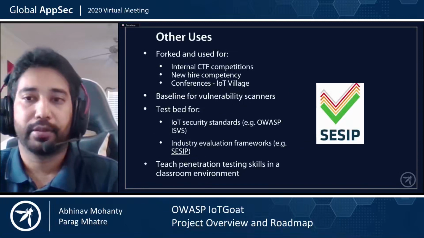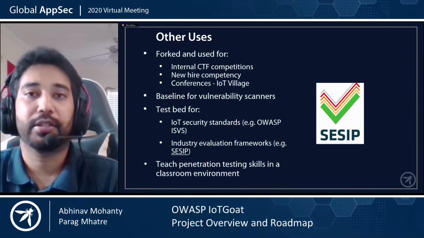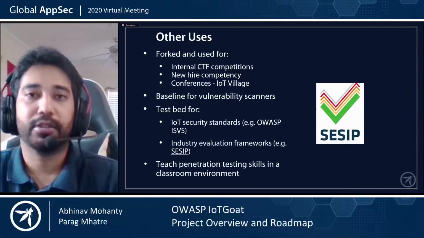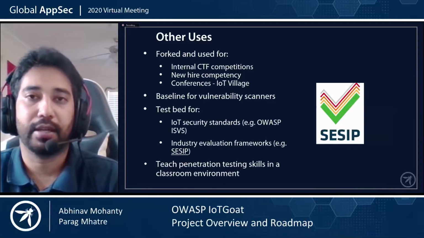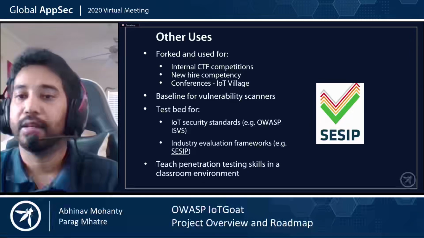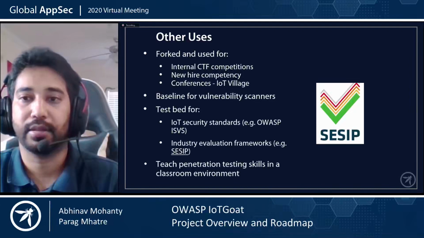The IoTGoat repository already has numerous forks and is being used in CTF competitions to test the competency of new hires and to educate them. It is also used in popular security conferences like IoT Village. IoTGoat can also be used to validate the efficiency of vulnerability scanners, and it can also serve as a test bed for security standards such as the OWASP IoT Security Verification Standard, also known as ISVS, and evaluation of security frameworks such as the SESIP.